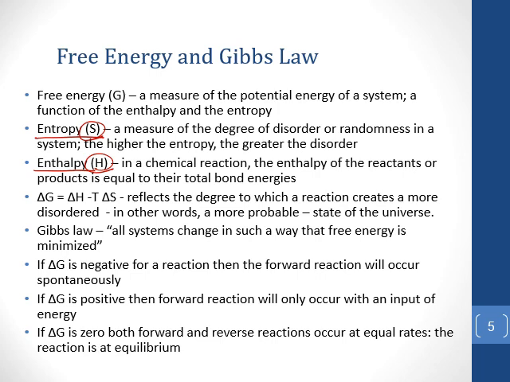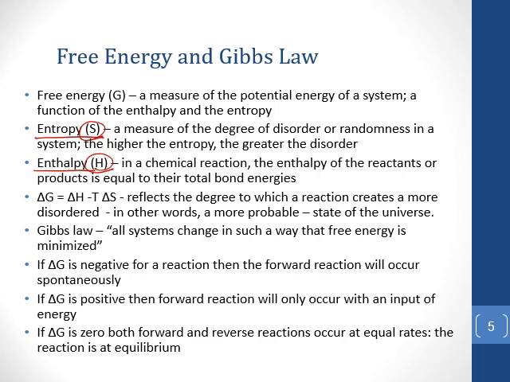Okay, so delta G, the change in free energy, is equal to the change in enthalpy minus the temperature times the change in entropy. Now we'll spend a lot of time talking about that, but notice that the change in free energy, the potential energy of a system, is reflected by changes in both the enthalpy and the entropy. And again, it reflects the degree to which a reaction creates a more disordered state of the universe.